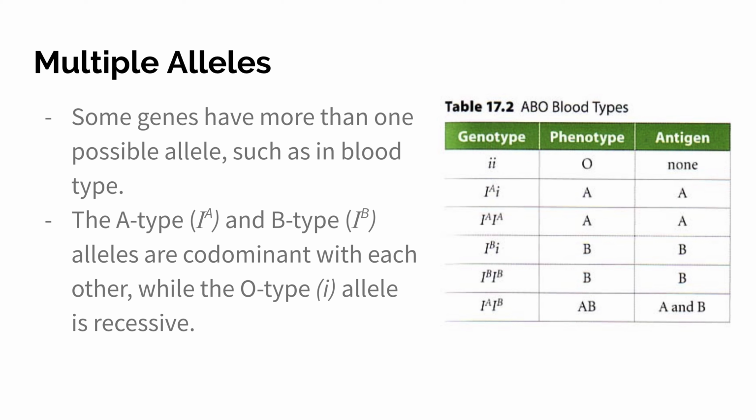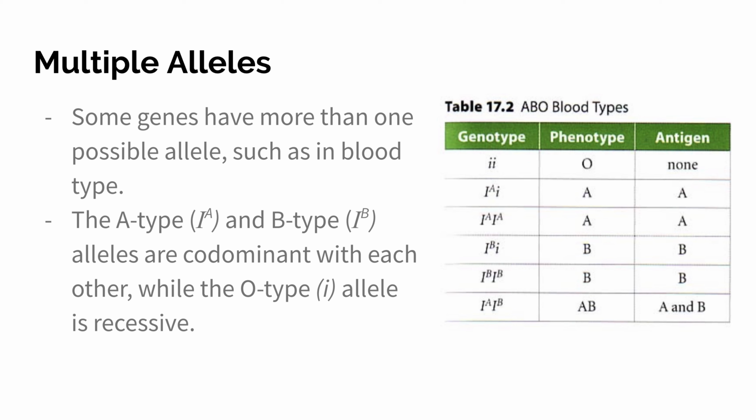The A type phenotype is controlled by an allele we call IA, B type by an allele called IB, and O type is controlled by little i. So the A and the B allele are co-dominant with each other. They can both express simultaneously, but the O type allele doesn't cause antigens to be produced on the blood cells, so it's recessive to the other two. So this is how we get our four different phenotypes for ABO blood type.